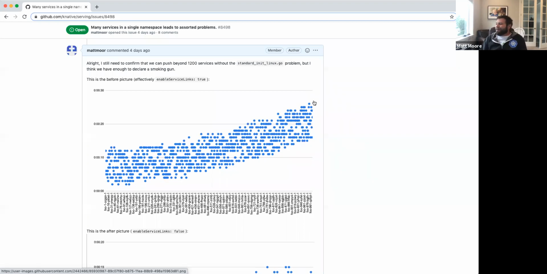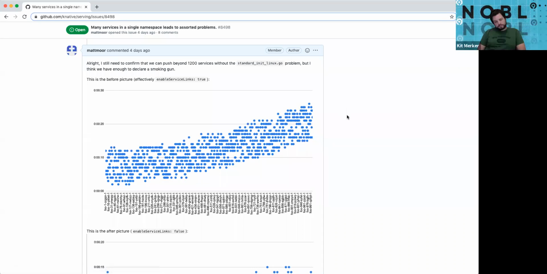The other thing we were seeing, in addition to how long it takes to do that initial deployment, is that our cold start latency was also trending up. It went from 2 seconds or so to about 12 seconds, which is about what we see this hop up to over time once you reach about 1,000 services.